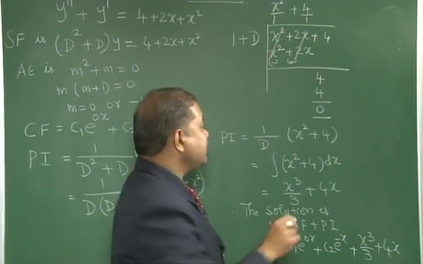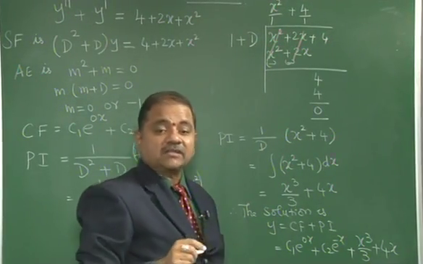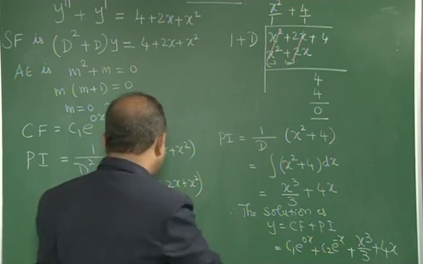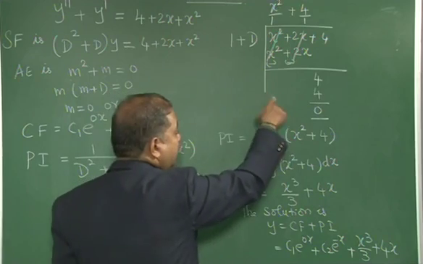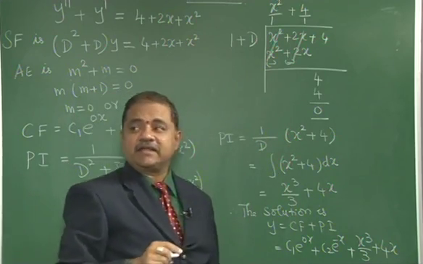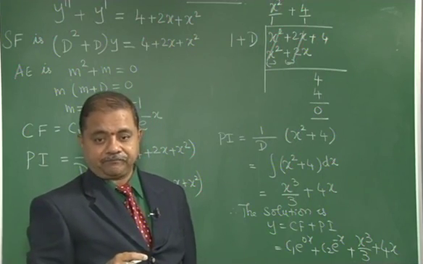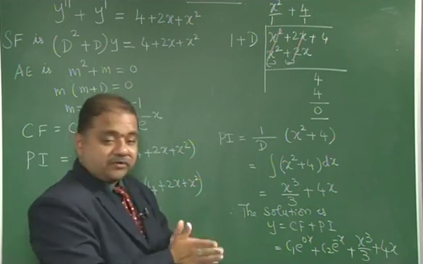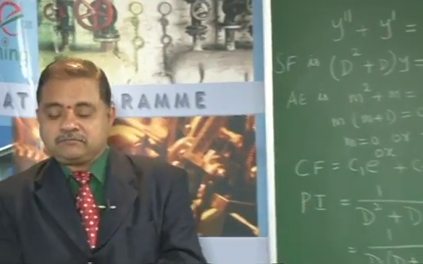So to do the division process I must need the constant. If that constant is not available, please take one d outside, bring the constant, do the division, then the meaning of 1 by d is integration. You can integrate and find the solution. So one more question is there, the same idea.